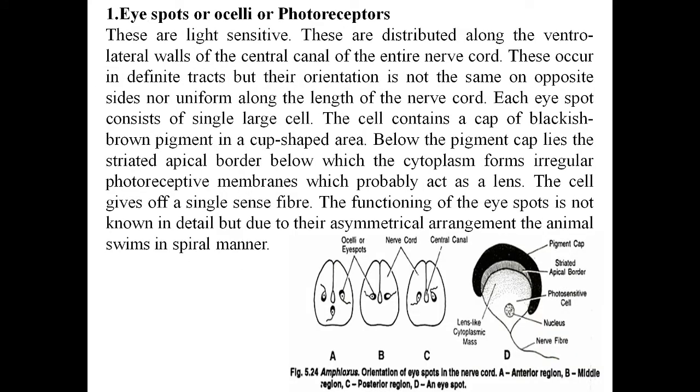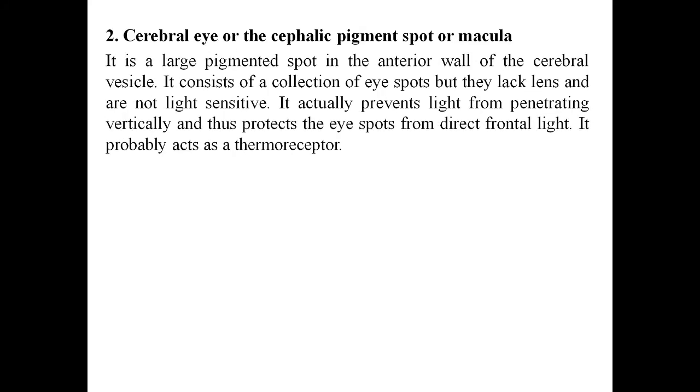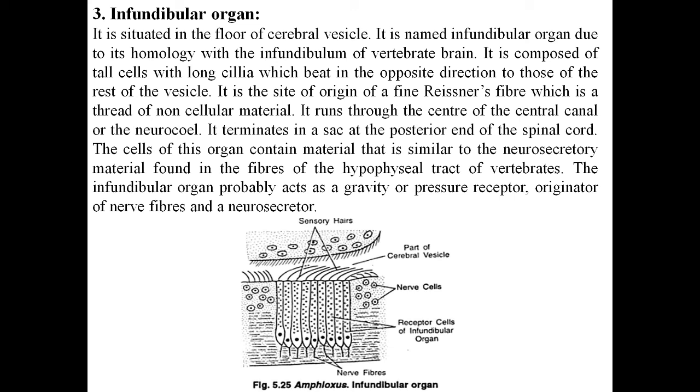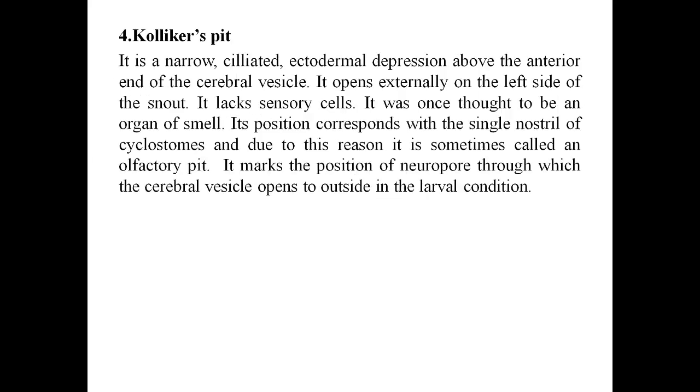One is the eye spot or ocelli, a photoreceptor. Then the second is the cerebral eye or cephalic pigment spot, which we call the macula, a thermoreceptor. The third one is the infundibular organ, which shows homology with the infundibulum of the brain of vertebrates, and is neurosecretory in function, having tall columnar cells and sensory hairs. Then Kolliker's pit is present toward the snout, and it shows homology with the organ of smell, and with the single nostril of the cyclostomes.